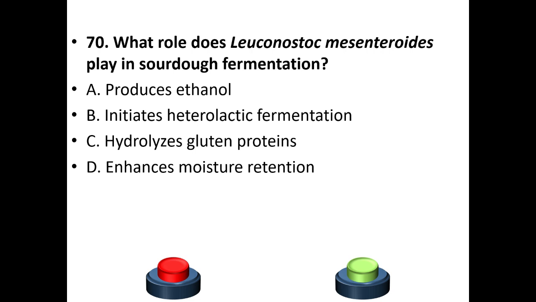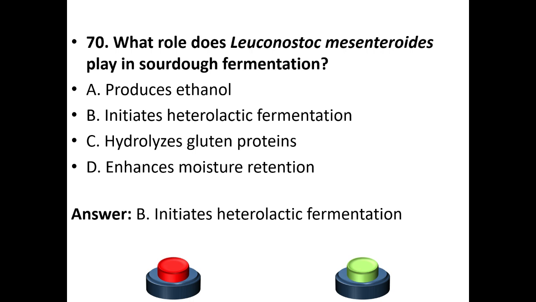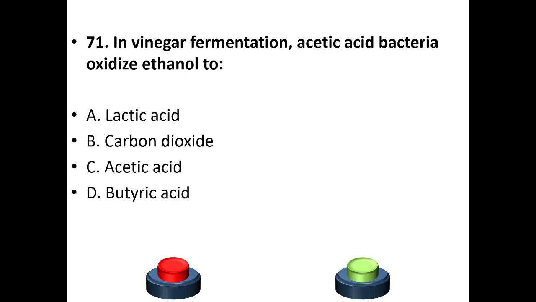70. What role does Leuconostoc mesenteroides play in sourdough fermentation? A, produces ethanol, B, initiates heterolactic fermentation, C, hydrolyzes gluten proteins, D, enhances moisture retention. Which is the answer? Your answer is option B. Initiates heterolactic fermentation.